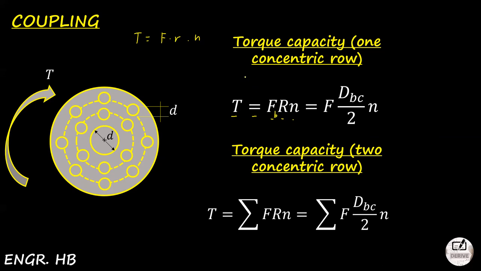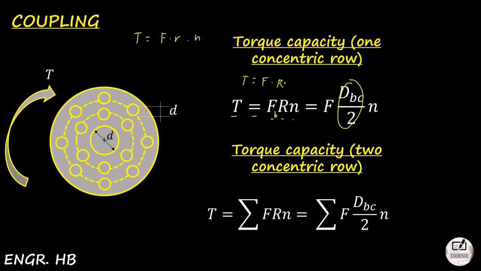You can also say torque is equal to the overall force times the radius. You don't multiply by the number of bolts then, because it would double. But if it is the individual load per bolt, you need to multiply it by the number of bolts to get back to the total amount of force of the whole assembly times the radius, which can be represented by DBC over 2.